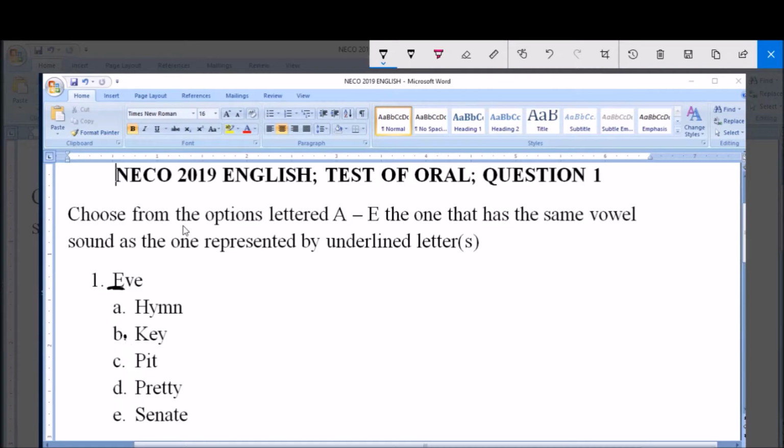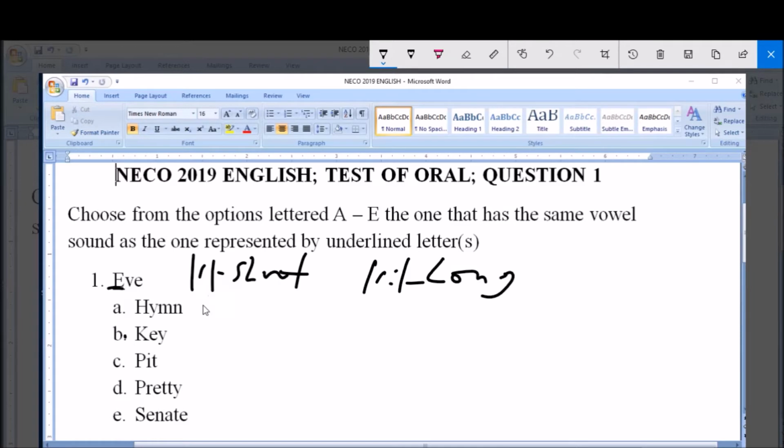So the first thing you must bear in mind is whether the underlined letter is long E or short E. So this is the sign for what we call short E, while this is the sign for what we call long E. So we have long E vowel sound and we have short E vowel sound.